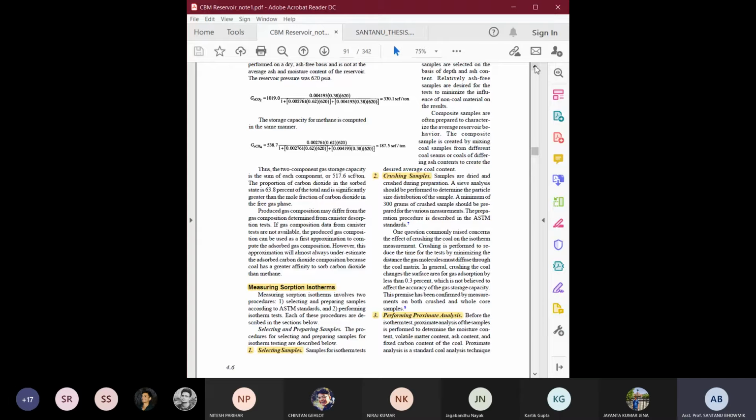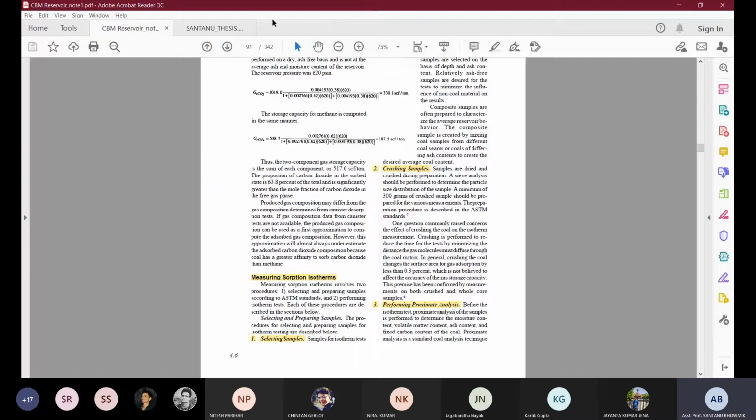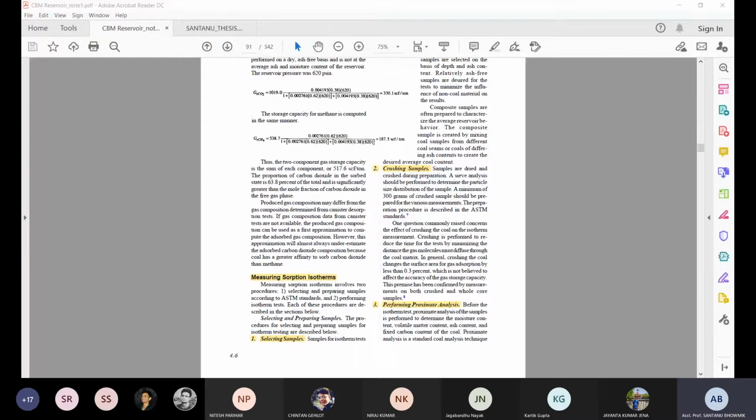Powder sample means you have to crush it down to some fixed size range. How to establish the size range? The size range will be established by the mesh size. I hope all of you understand what a mesh size is. If not, then let me give you some idea. There are some US mesh sizes also available. So let me show the screen also.